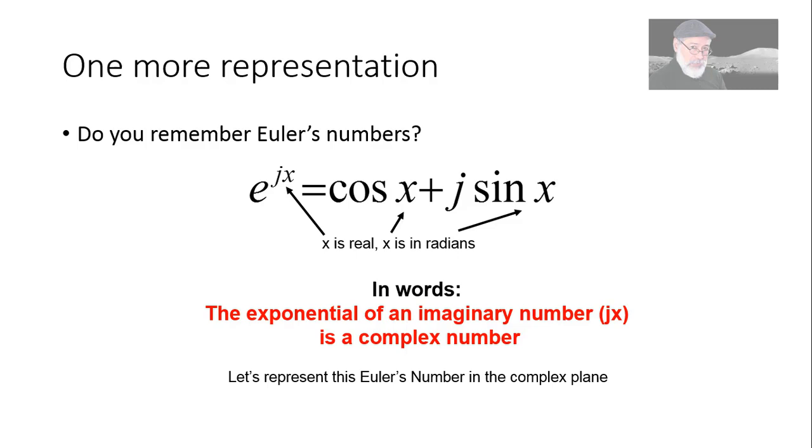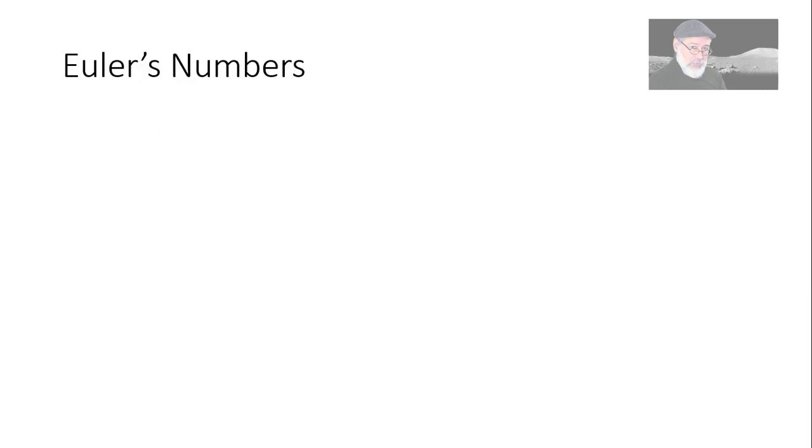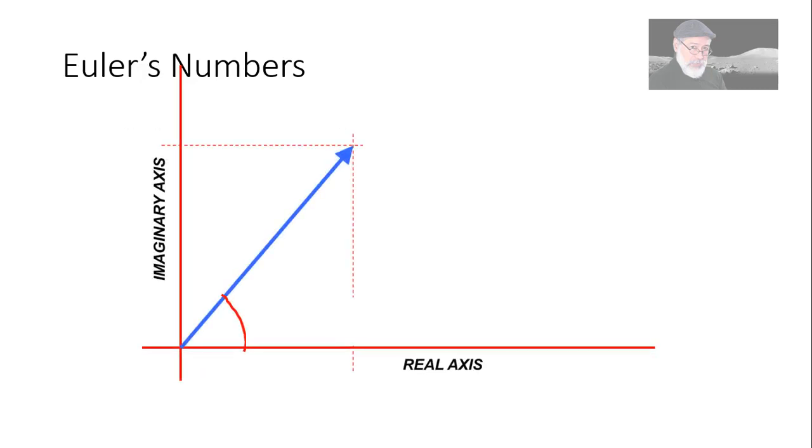Let's represent the Euler's number on the complex plane. The Euler's number, here it is. The real part, cosine x. The imaginary part, sine x. First question, what is the length of that vector? What is the absolute value of the Euler's number? Pythagoras, right? Sure, that is cosine squared plus sine squared, and that is 1. Square root of 1, that is 1. And Euler's number absolute value is a 1.